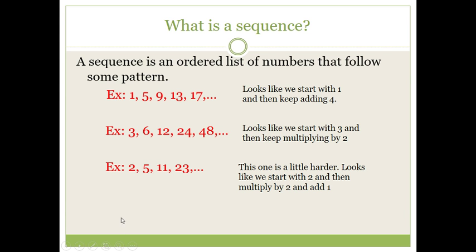But in this case, it looks like we start with 2, and then to get from one number to the next number, we multiply by 2 and then add 1. So for example, 2 times 2 is 4, plus 1 is 5. 5 times 2 is 10, plus 1 is 11. 11 times 2 is 22, plus 1 is 23, and so on. The dot, dot, dot afterwards means that this pattern keeps going forever and ever, and I could write out as many numbers in this list as I wanted.